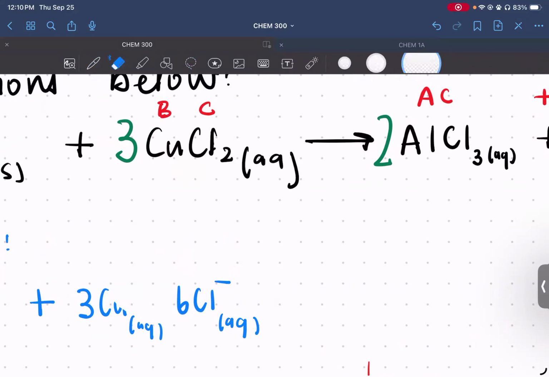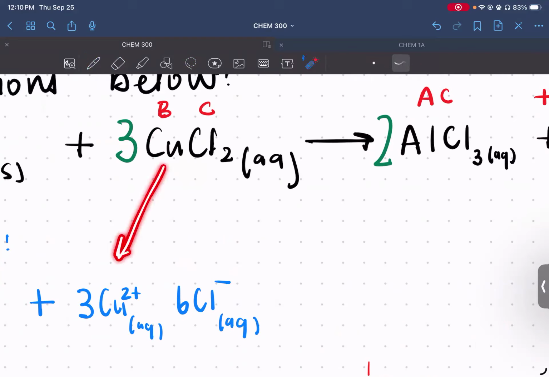Sorry, this should be a 2+ right here. Don't worry, I'll talk about how we knew it was a 2+ in a second. But this is what I mean by break up. The word is ionic equations. We break them up to see what the ions are.